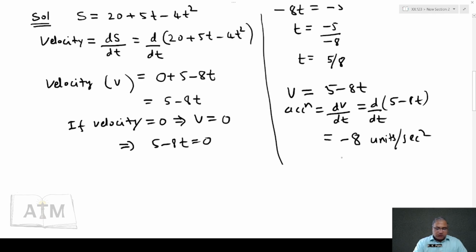So when you are writing retardation, you need not write the minus symbol. So retardation is equal to 8 units per second square. This is the solution.